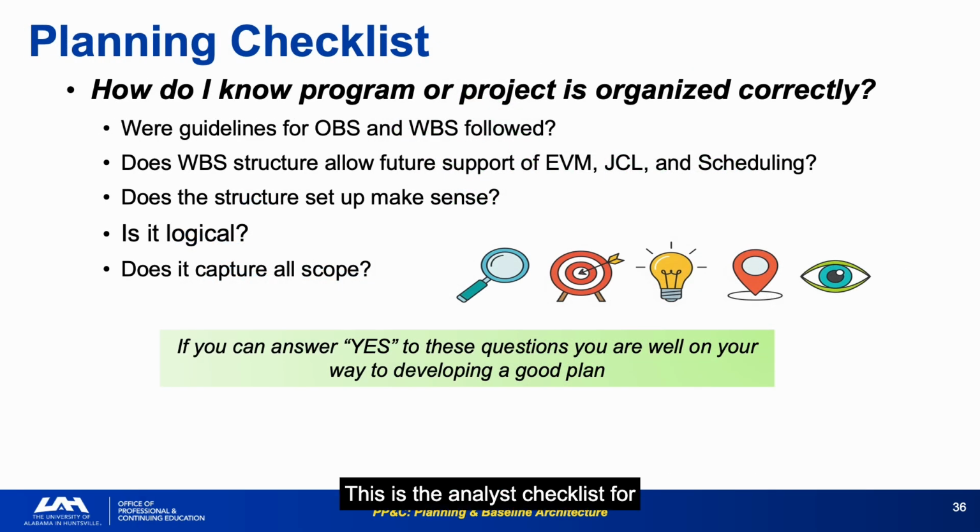This is the analyst checklist for evaluating whether the organizational and work structure has been set up correctly. The questions that determine whether a program is ready for the next phase. All 6 questions point to the same underlying risk. If the WBS/OBS structure cannot support EVM, JCL, and scheduling, then the program will spend Phase C trying to retrofit control mechanisms into a baseline that was never designed to support them.